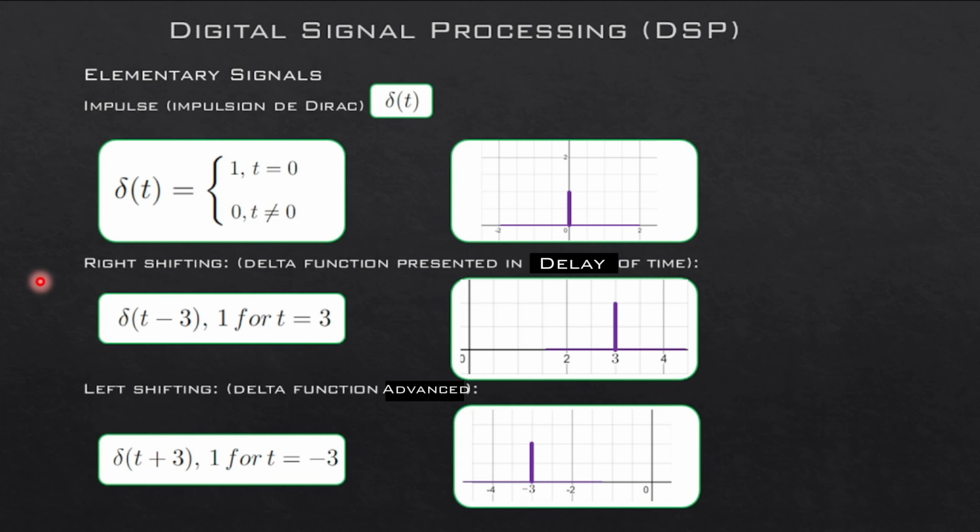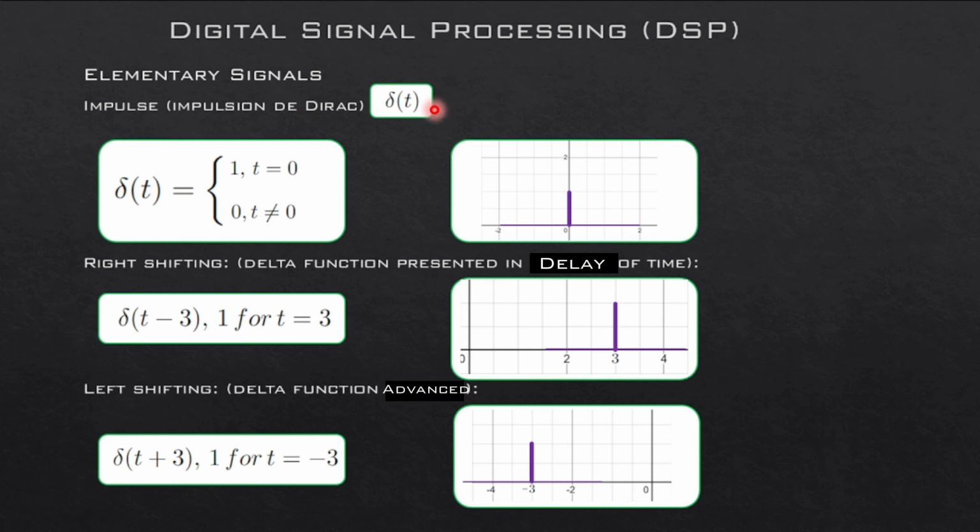Now let's talk about elementary signals. These are the building blocks or foundation of DSP, because from these elementary signals you can form or establish more complex forms of signals by adding, multiplying, and using multiple types of these elementary signal blocks. Let's start with the impulse signal, in French impulsion de Dirac, meaning Dirac's impulse.